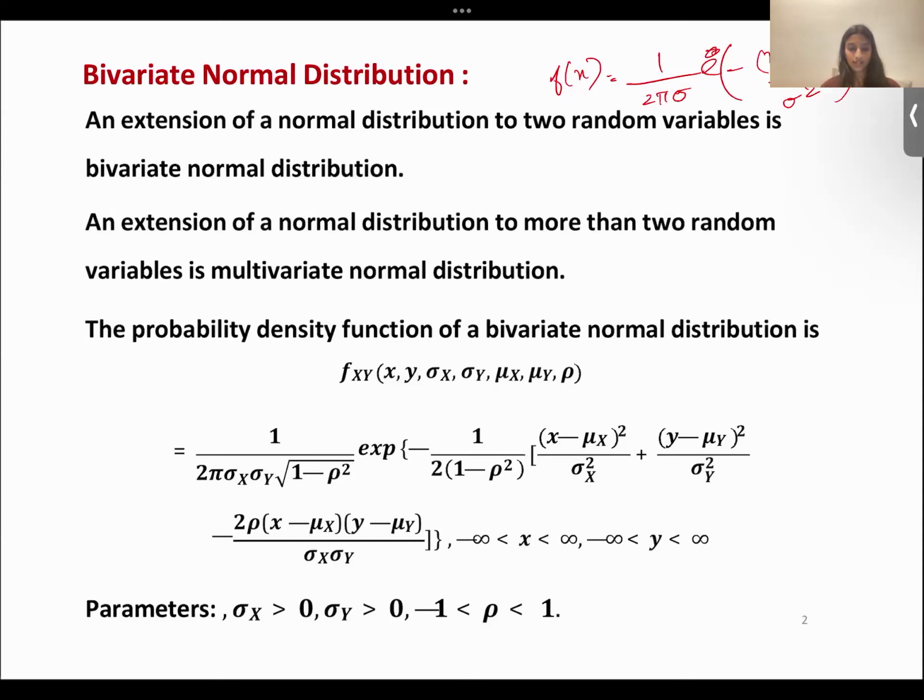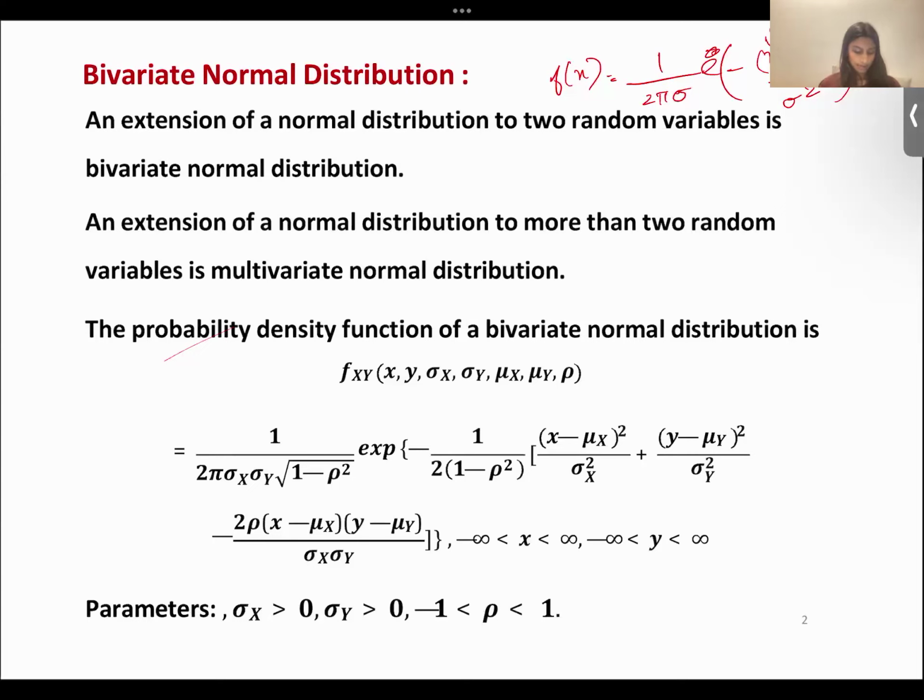When you have just one random variable x, we have this formula here. But now we are looking at the bivariate normal distribution. In the previous lecture, we also saw other multivariate distributions, where you have more than one random variable. So again, it's an extension of the univariate normal distribution, and the probability density function of a bivariate normal distribution is given by this complex formula here. You don't have to remember this, but we'll look further at how you can apply it.